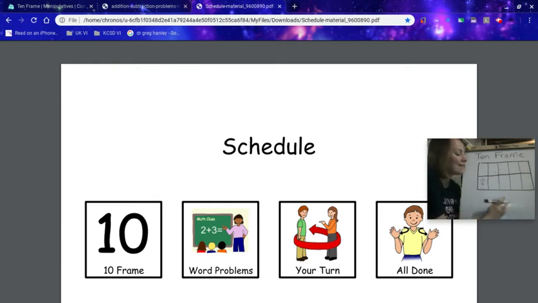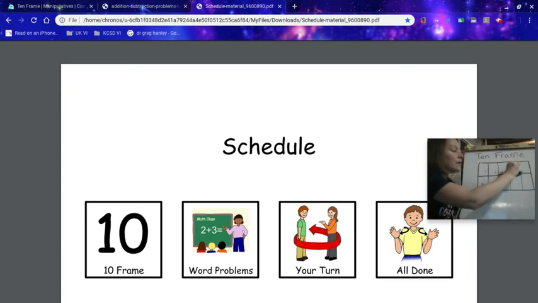How about a number that is less than 5? Let's do 4. For this one, I'll just take 1 away from 5, or I can count in my head to get to 4. Looking at this 10 frame, I know I have 1 less than 5, and my number is 4. Great job, guys. Nice work. All right, so that's just the basics of the 10 frame.